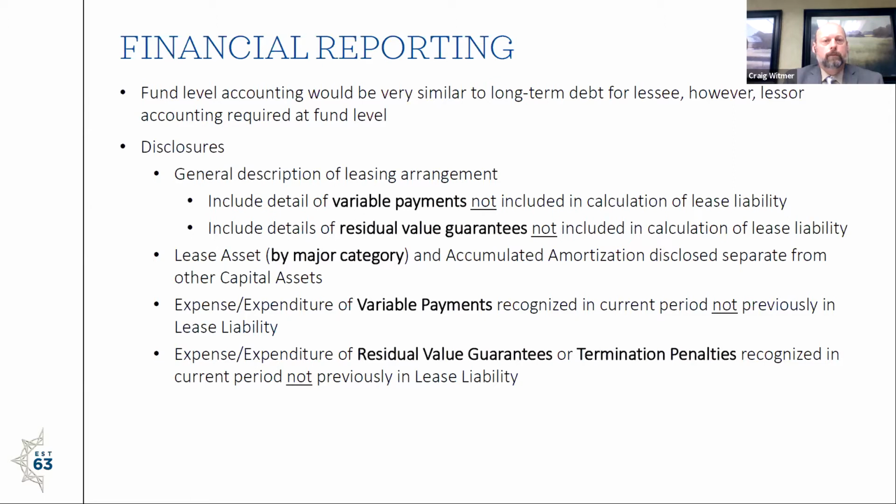In that situation, modified accrual accounting, you're not booking all these complex transactions there. It's going to be very similar to how you record long-term debt today, where you have proceeds from a lease and you have an expense. All the asset and liability calculations are not going to be at the fund level. Not that they're not required, but they're going to be at the government-wide level, the GASB 34 level of the financial statements. However, for the lessor, if you are in that position, the lessor accounting is actually required at the fund level. So how about disclosures?